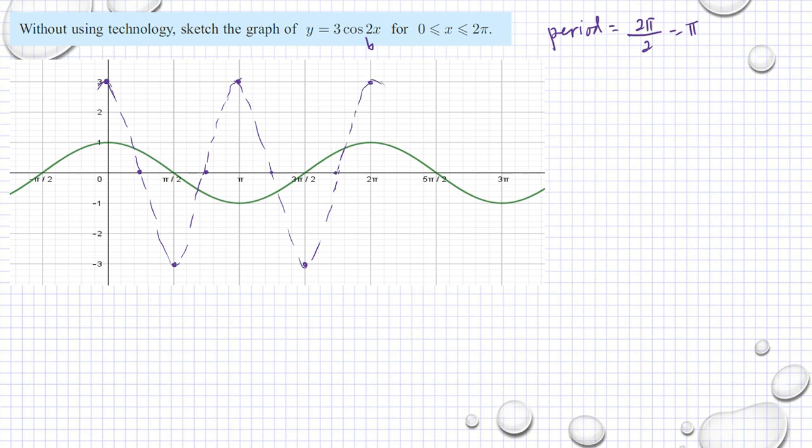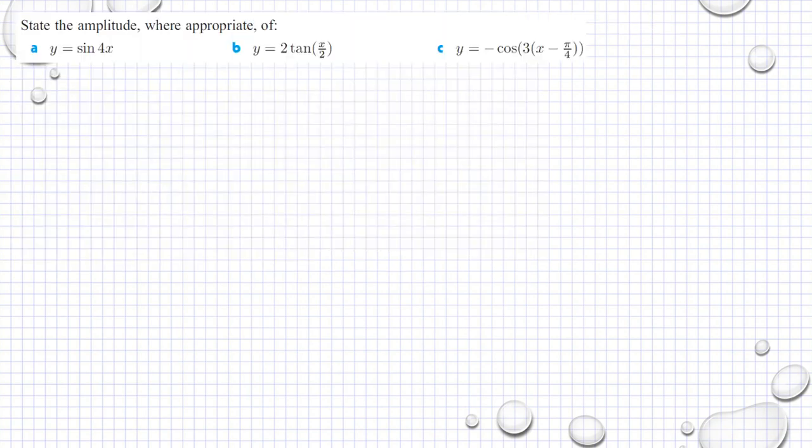Okay, like what I said, it's not accurate, but it should look like that. Okay, another example. State the amplitude where appropriate. We have now the cosine, so we have y is equal to, our amplitude is a. Our amplitude is equal to the absolute value of -1, which is 1.